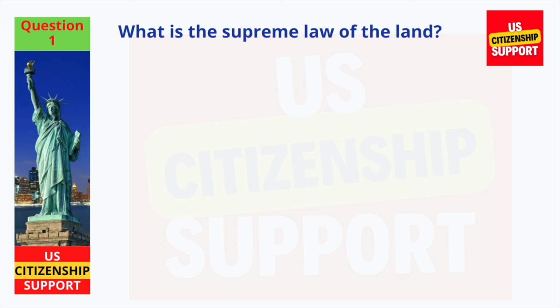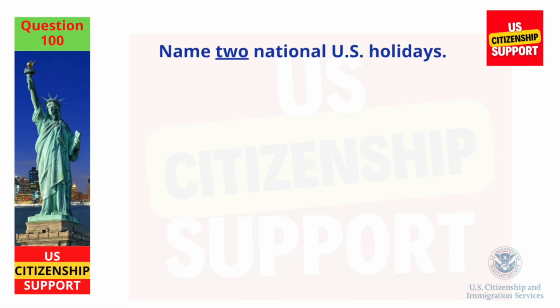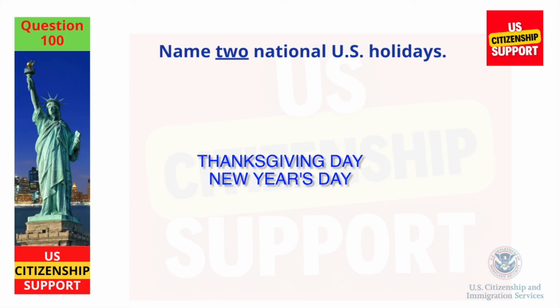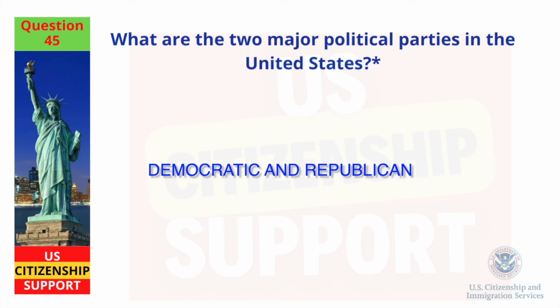What is the supreme law of the land? The Constitution. In what month do we vote for president? November. Name two national U.S. holidays. Thanksgiving Day. New Year's Day. What are the two major political parties in the United States? Democratic and Republican.